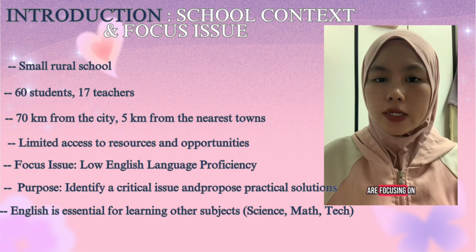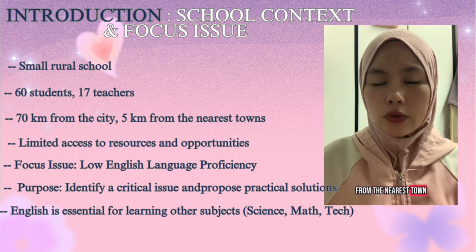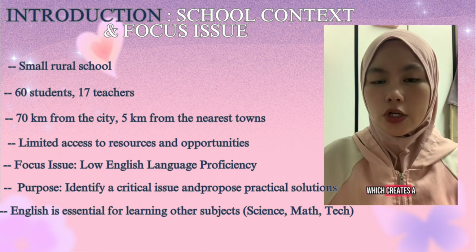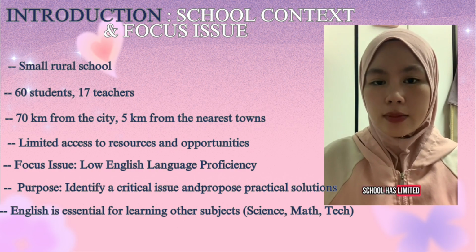The school we are focusing on is a small rural school located approximately 70 kilometers from the city and 5 kilometers from the nearest town. It has just 60 students and 17 teachers, which creates a close-knit community. But it also means that this school has limited access to resources and opportunities.